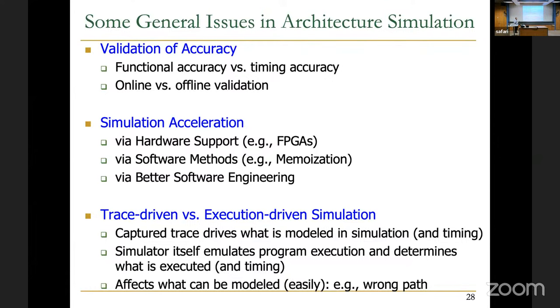Or, for example, simulation acceleration. How can we accelerate simulators? Because in general, simulation is slow and it's important to accelerate it. There are some works that try to use hardware support like FPGAs, or software methods like memoization, to accelerate the simulator. In general, it's also a good idea to have better software engineering.